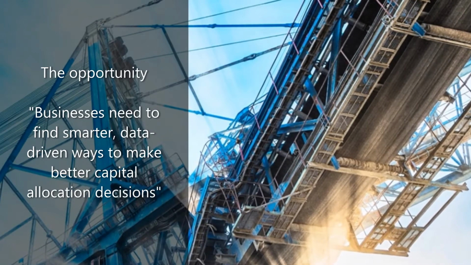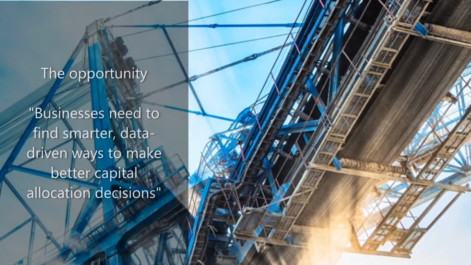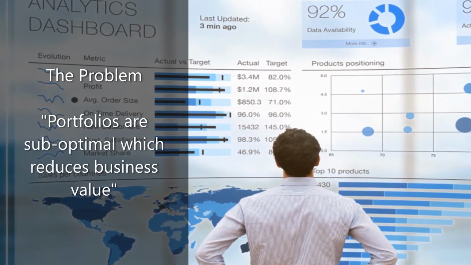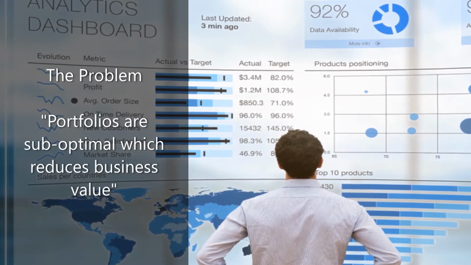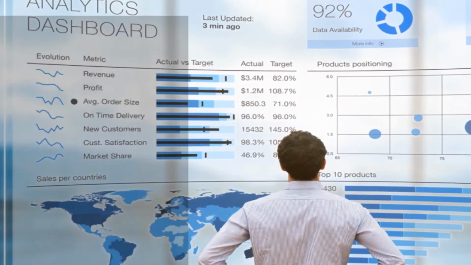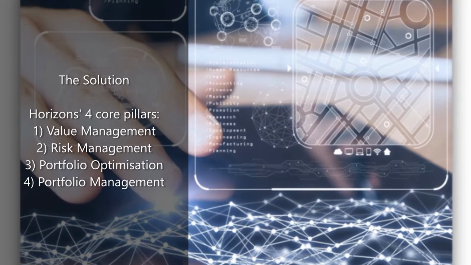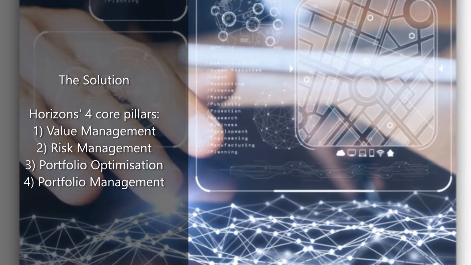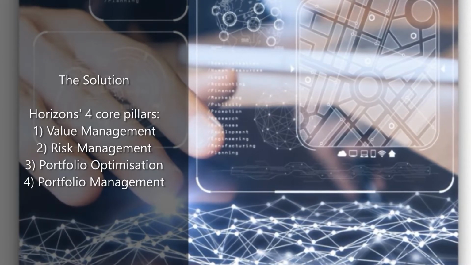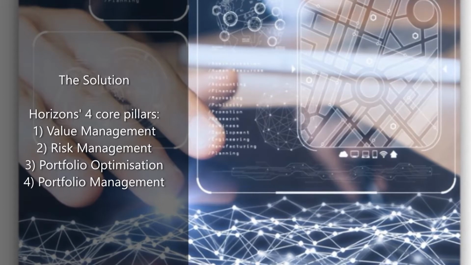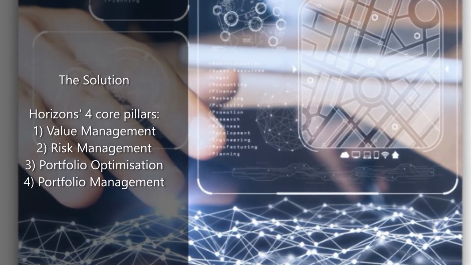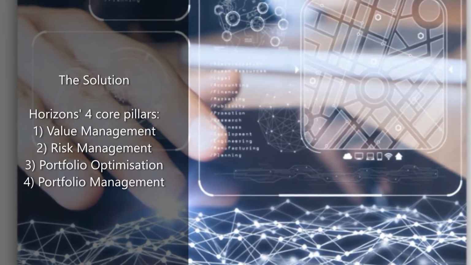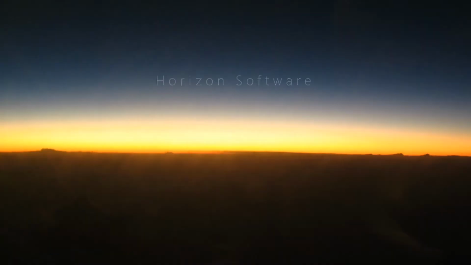Businesses need to find smarter, data-driven ways to make better capital allocation decisions. Research has shown capital-intensive businesses experience the same common problem, that capital project portfolios are suboptimal, which reduces business value. So welcome to Horizon, the project portfolio software that solves the capital allocation problem by integrating 4 core pillars of value management, risk management, portfolio optimization, and portfolio management to collectively deliver optimized, value-based capital allocation decisions. With Horizon, the power is now in your hands, so expand your view.